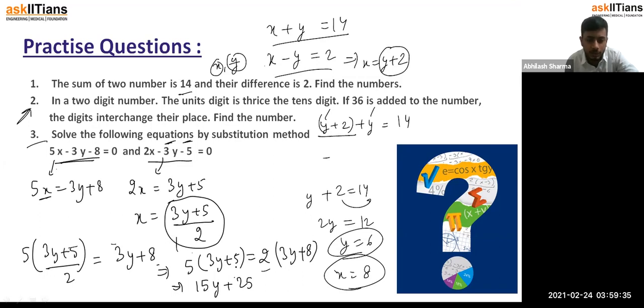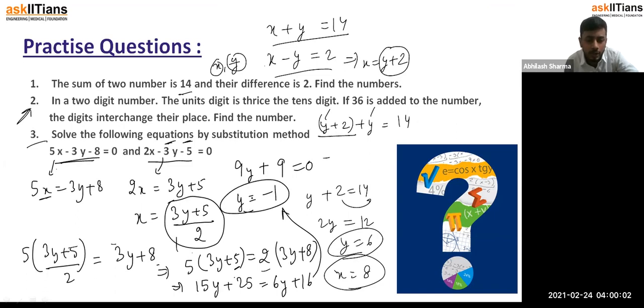Yeah, in the previous solution, we had done an incorrect multiplication. 5 into 5 will be 25, and here 6y plus 2 8s are 16. Now from this equation, we will get 15y minus 6y will become 9y, and 25 minus 16 will become 9, correct? So y will be minus 9 by 9, which is minus 1. And when you put this value of y as minus 1 here, you get the value of x as (minus 3 plus 5) by 2, which is 2 by 2, which is 1. So we can say x equal to 1 and y equal to minus 1 will be the solution.